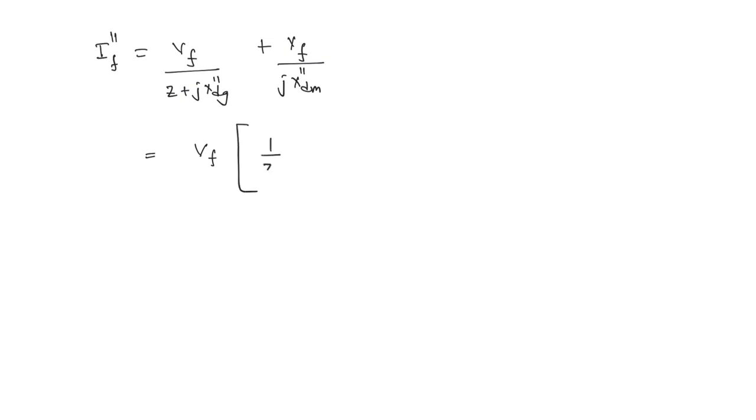So we obtained the subtransient fault current as Vf divided by Z plus Jx dg double dash plus Vf by Jx dm double dash. So Vf is the pre-fault voltage at the point where the fault is occurring. Now you can write this as Vf into 1 by Z1 plus 1 by Z2. What are Z1 and Z2 here? Z1 is equal to Z plus Jx dg double dash and Z2 is equal to Jx dm double dash.